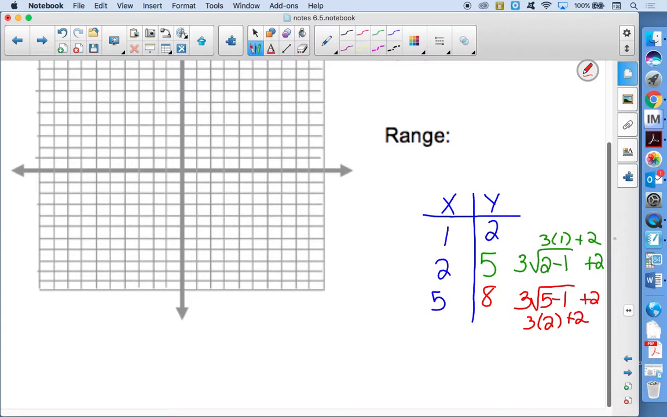So our first point starts at 1, 2. So over 1, up 2. And then we're going over 2, up 5. And then finally over 5 and up 8. So as you connect them, try to make it an arching curve that's smooth. You don't want it to be jaggy. And then you can just continue it on as a curve.